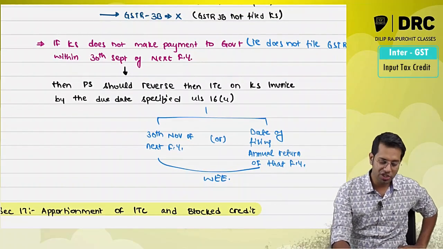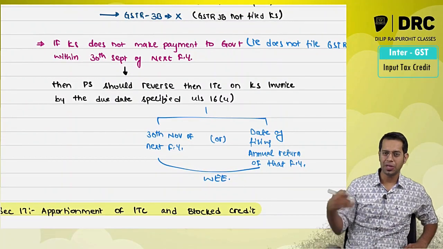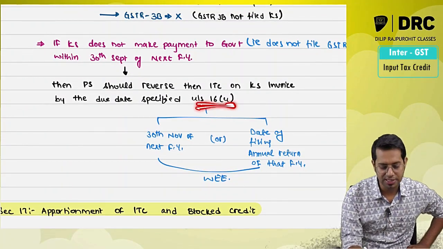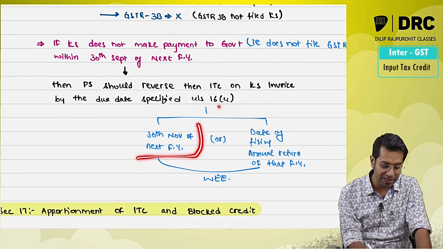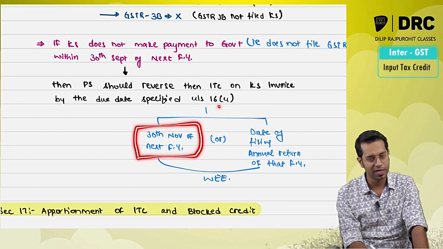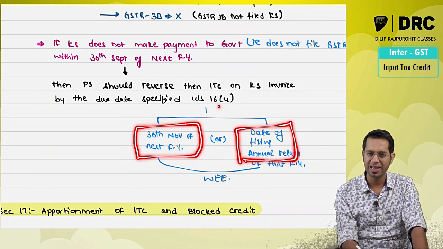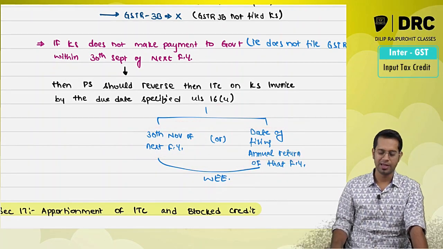Sir, within which date does she have to reverse the input tax credit? Within the due date specified under section 16 subsection 4. So she has to reverse the input tax credit by 30th of November of the next financial year, or the date of filing the annual return, whichever is earlier.